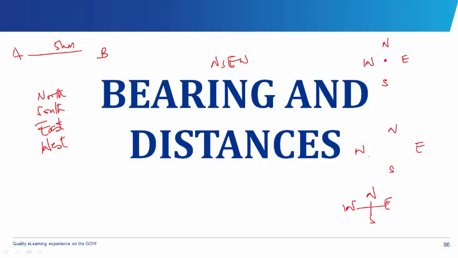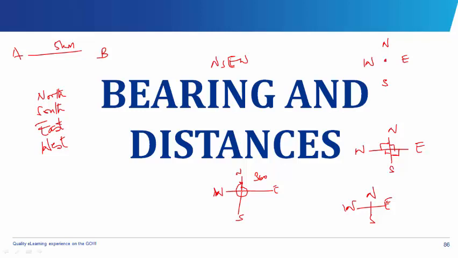Okay, so one important point you should also know is that all of them are separated by 90 degrees. From north to east, 90 degrees, east to south is 90 degrees, south to west 90 degrees, and west to north is 90 degrees. So that means that all of them, north, south, east, and west, form angles at a point, which gives us 360 degrees.